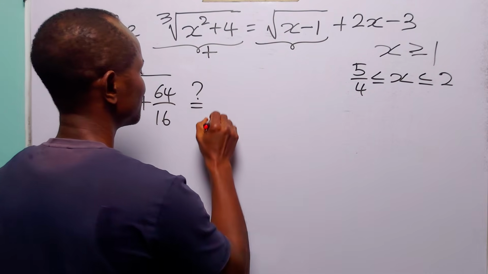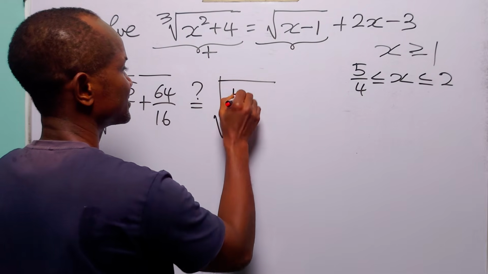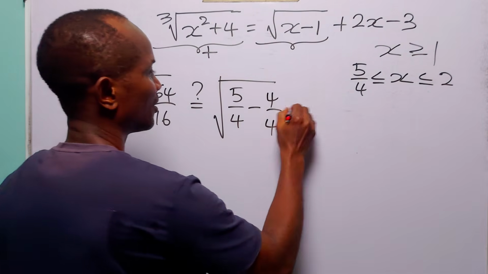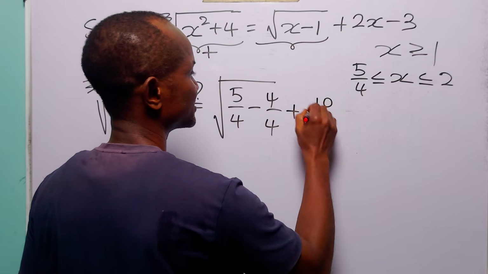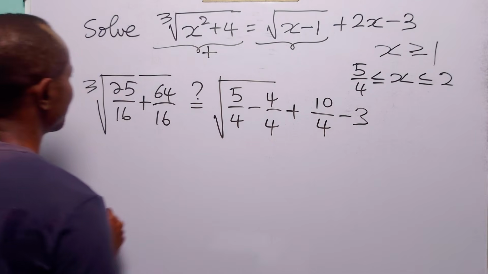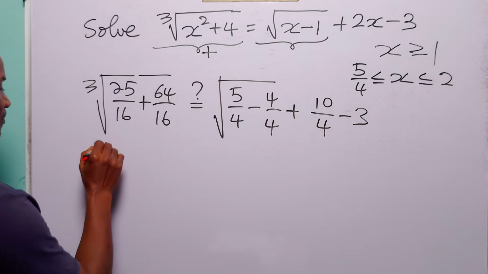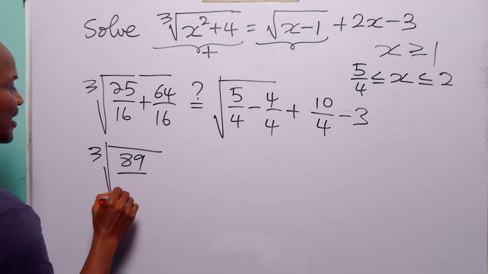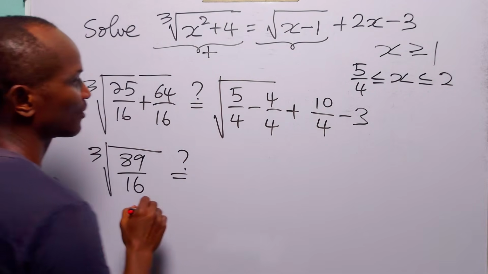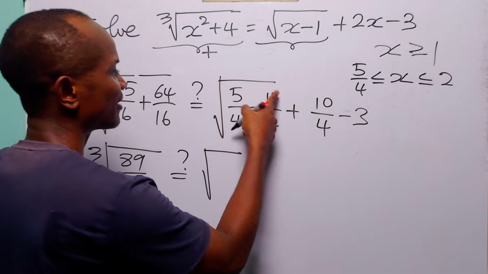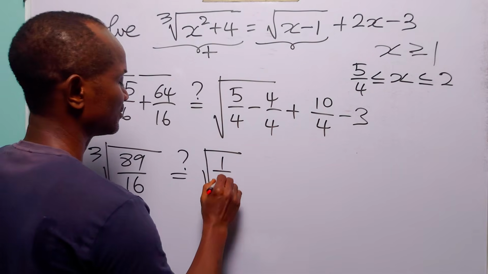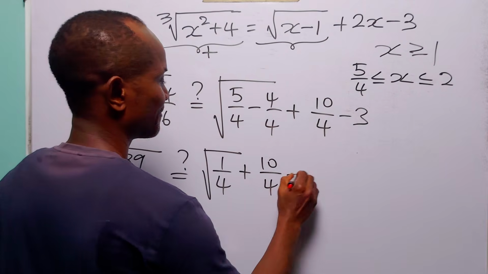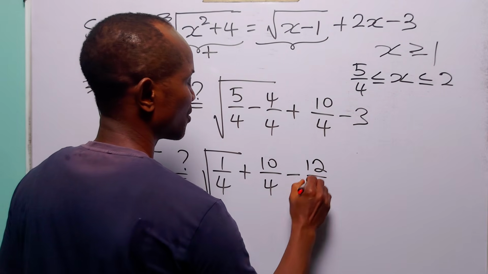Now, is this equal to the square root of x, that is 5 over 4, minus 1 can be written as 4 over 4, plus 2 times 5 over 4, that is 10 over 4, minus 3? 25 plus 64 is 89, divided by 16. Is this equal to the square root of 5 minus 4 is 1. So here we have 1 over 4 plus 10 over 4 minus 3 can be written as 12 over 4.